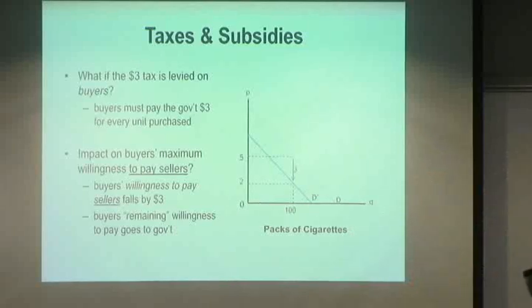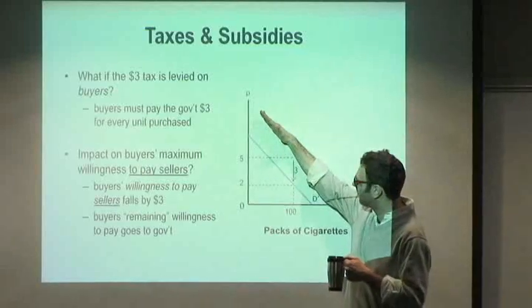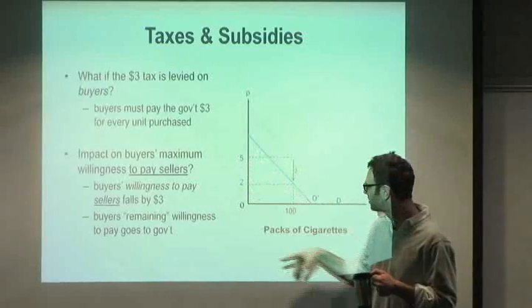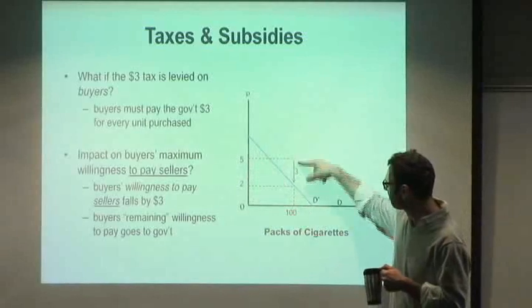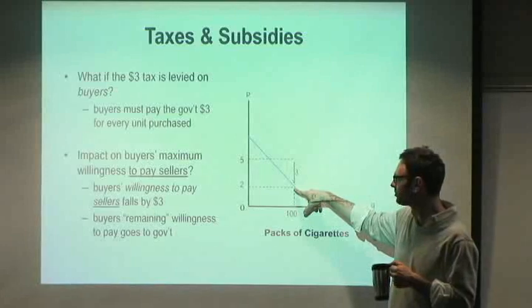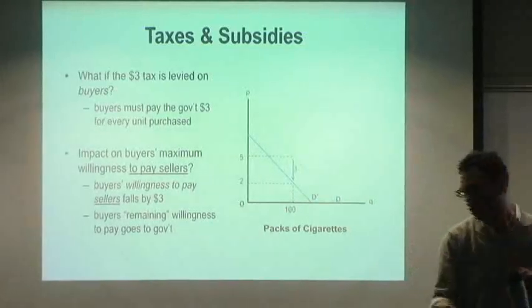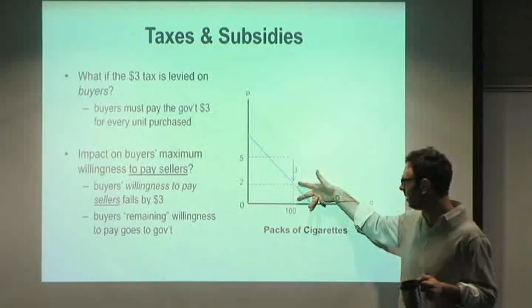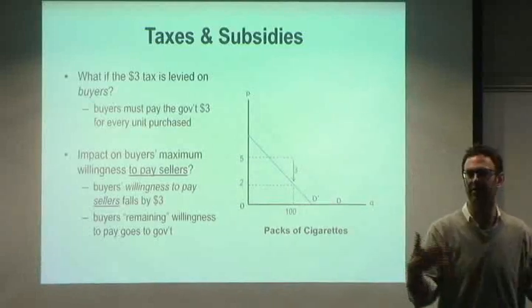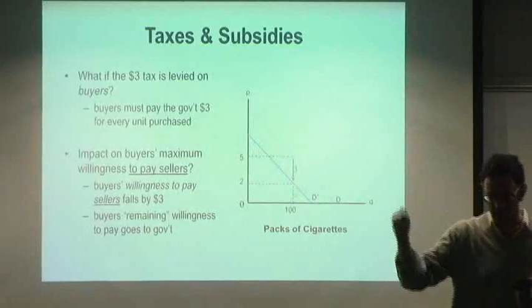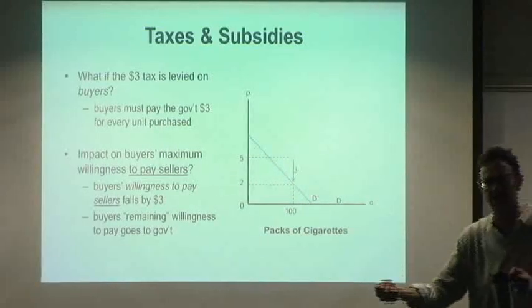So when a $3 tax is levied on buyers, what we see happening is that the demand curve, the maximum price that buyers are willing to pay sellers, falls by $3. So now for this 100th pack, buyers were previously willing to spend at most $5. Now they're willing to spend at most $2 in the marketplace. Buyers are still willing to pay $5 a pack, but $3 is going to the government, which leaves only $2 left for retailers to actually receive. So the height of the demand curve here measures the maximum price that buyers are willing to pay in the marketplace to retailers.